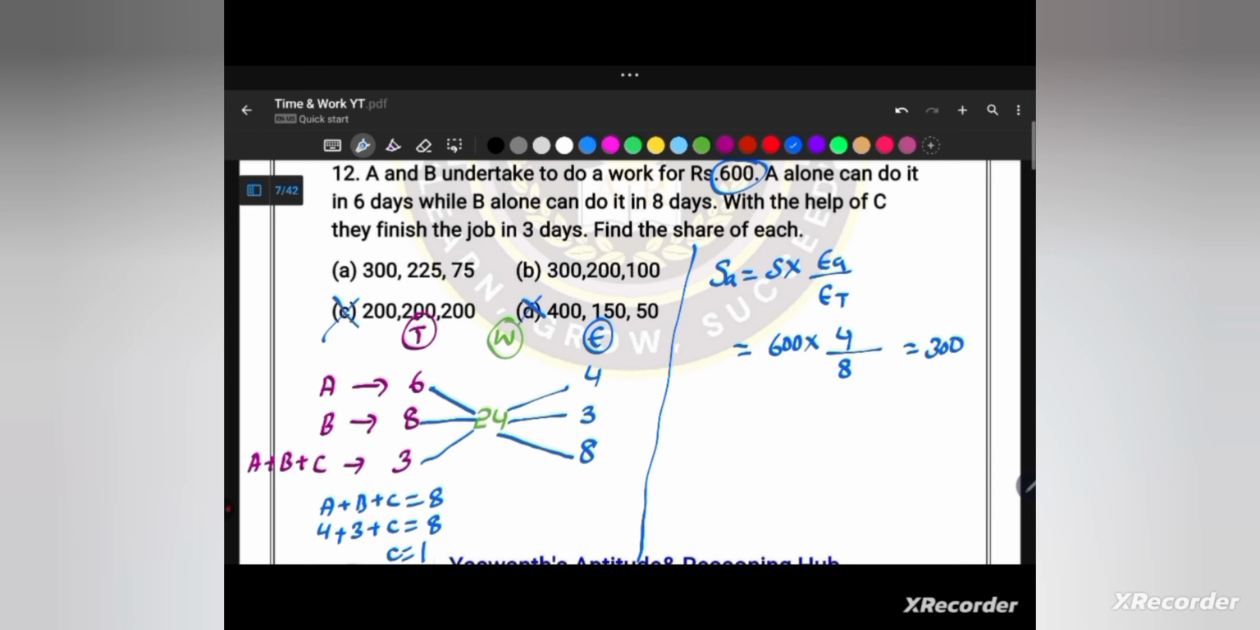Next, we'll be finding either B or C. I'll be finding the share of C, which will be equal to total share into efficiency of C by total efficiency together. Now 600 into efficiency of C, which is how much? 1. Total is 8. 600 by 8, it will be 75. So we can mark option A directly without finding the efficiency of B, because the options are different, right? Okay.